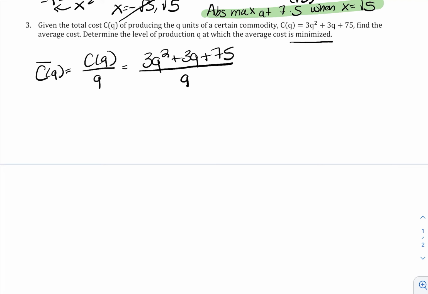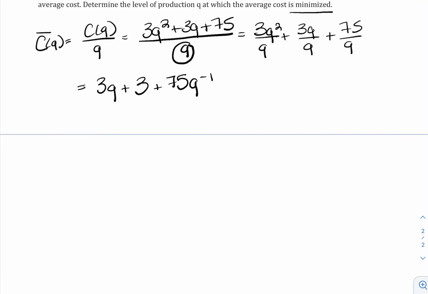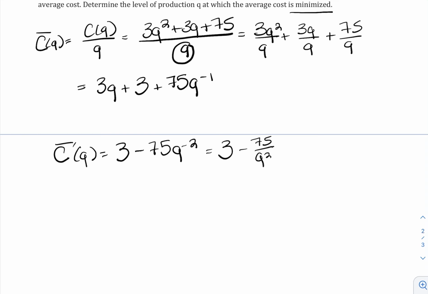The second way, which is what I'm going to do because I think it's faster, is because there's only one q at the bottom, I can actually separate this and divide it into each of them. And then I can simplify, which will give me 3q plus 3 plus 75 over q, but I'm actually going to rewrite it as 75q to the negative 1 because I'm going to want to take the derivative. So then I have c, the average cost derivative, c prime with the line on the top, 3 minus 75q to the negative 2, which is 3 minus 75 over q squared.